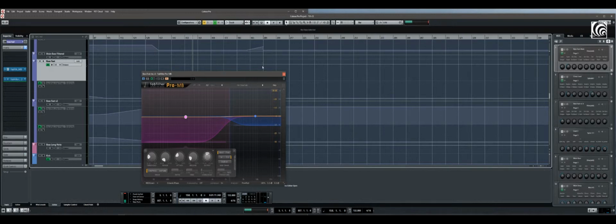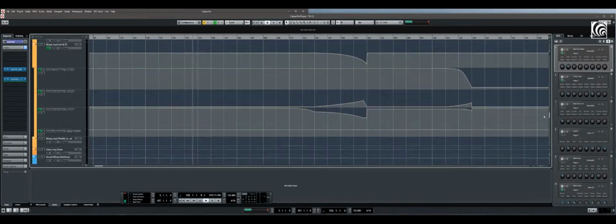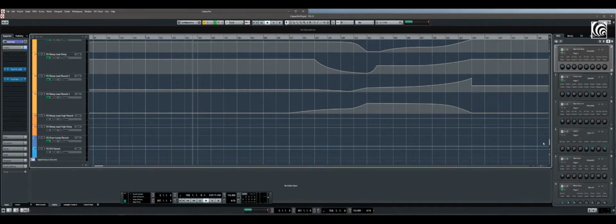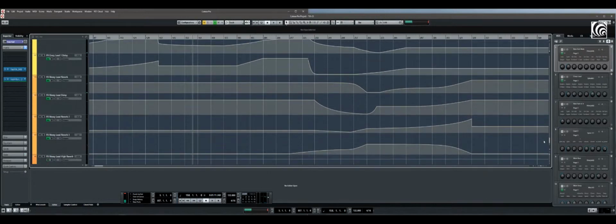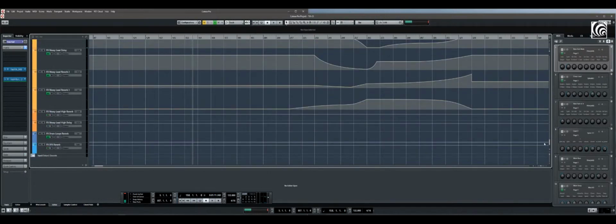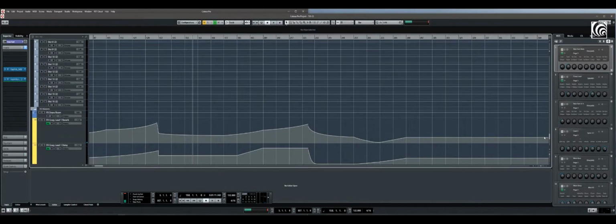And there is a third way to use compression, and that is parallel compression. I actually don't use any parallel compression in this track, because I kind of like the sound of many of the sounds themselves as they were in their original form.